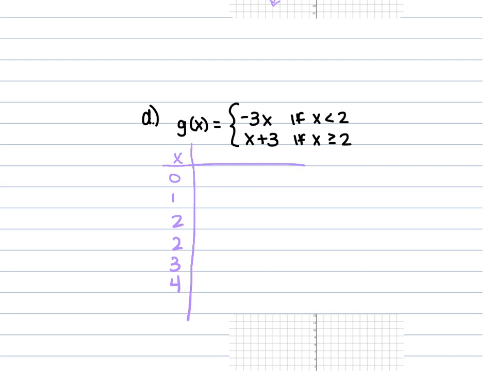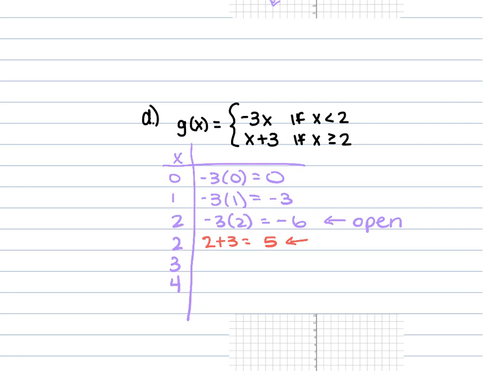So for 0, we're going to have negative 3 times 0, which is 0. For the 1, we have negative 3 times 1, which is negative 3. For 2, negative 3 times 2, that's negative 6. And that's going to be an open circle. For the 2, that's the x is equal to, we're going to have 2 plus 3, which is 5. That's going to be a closed circle because it includes that. Then we have 3 plus 3, which is 6, and then 4 plus 3, which is 7.